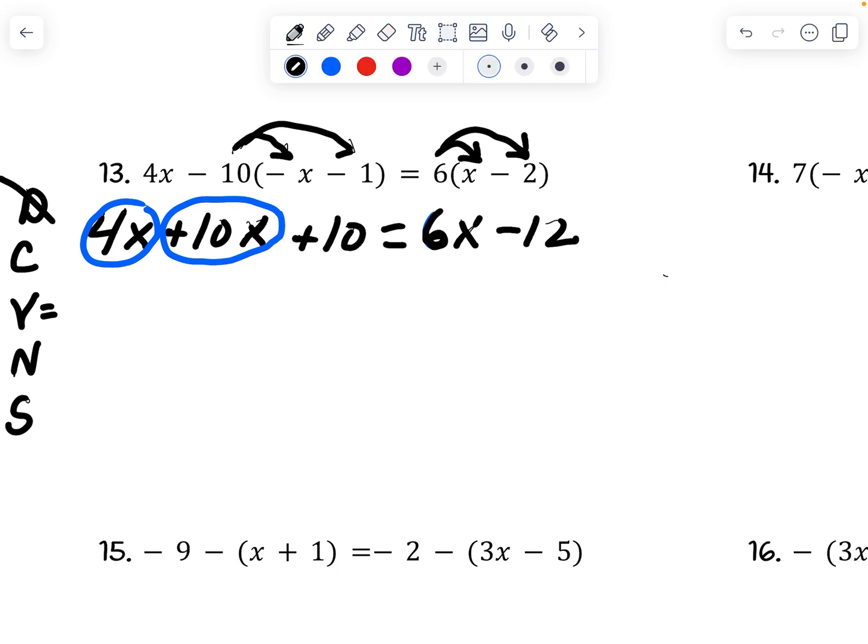All right, so let's combine our like terms. 4x plus 10x is going to give me 14x. Then I'm just going to carry everything else down. Plus 10 equals 16x minus 12. All right, so I finished my combine like term step. So now I'm going to move on to the variable.